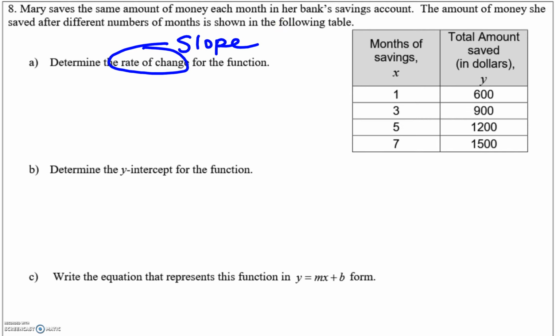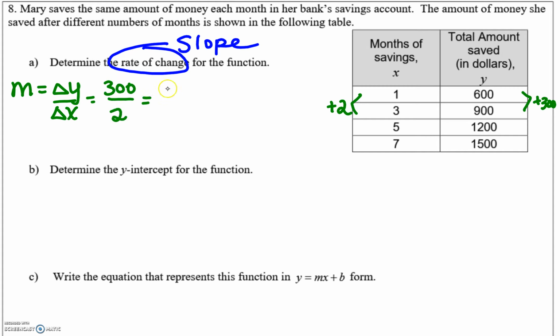So, in order to do the slope, we could do it just by looking at the table, by finding our changes in x and our changes in y's. So from 1 to 3, I added 2, and from 600 to 900, I added 300. So my m is my change in y's over the change in x. So my change in y is 300, and my change in the x values is 2. So 300 divided by 2 is 150.